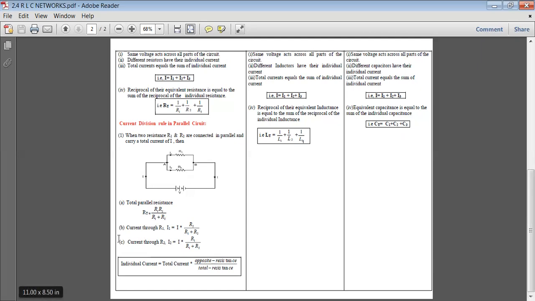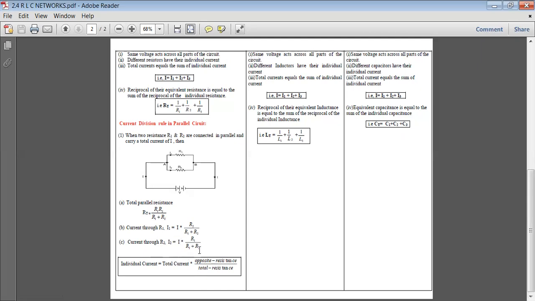Now, if I want to find the current through R2, same way. I2 is equal to total current I times the opposite resistance for R2, which is R1, by R1 plus R2. And this is the formula we get.